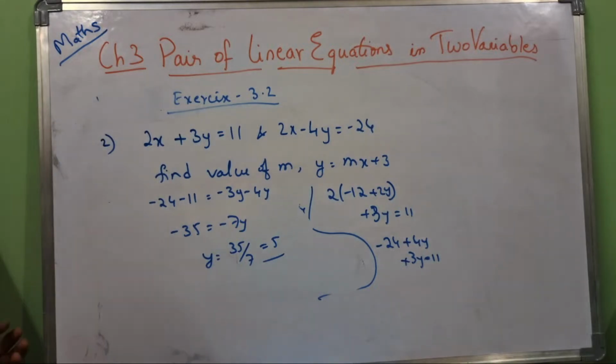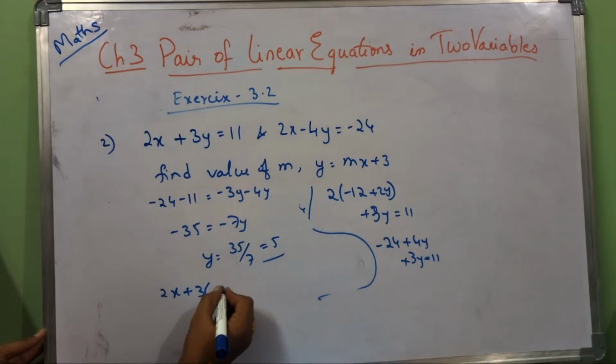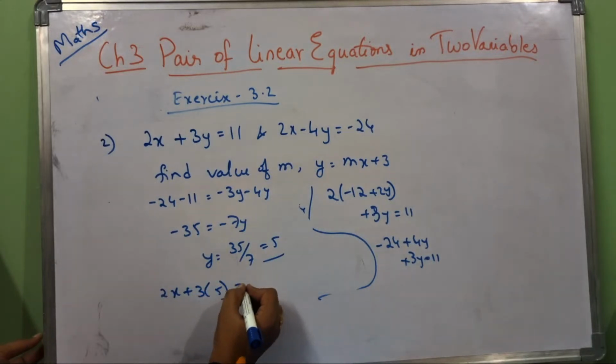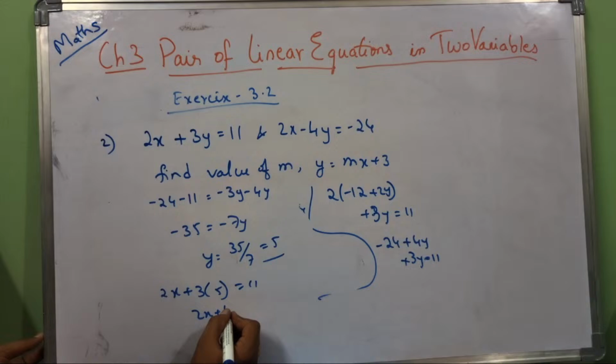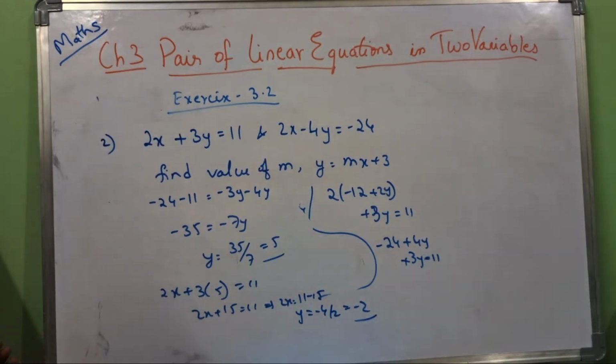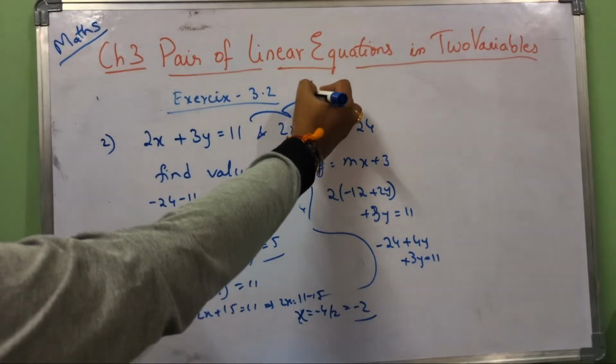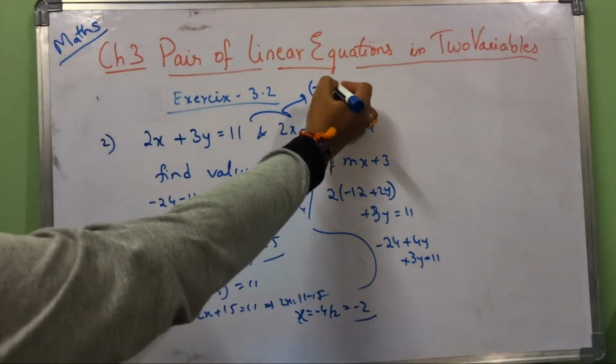Substitute this in either of the equations. I am using the first equation now. 2x plus 3 into y, which is 5, equal to 11. 2x plus 15 equal to 11. So 2x equal to 11 minus 15, which is minus 4, divided by 2, which is equal to minus 2. Now we got the x and y values: x is minus 2 and y is 5. So the solution for these two equations is minus 2 comma 5.